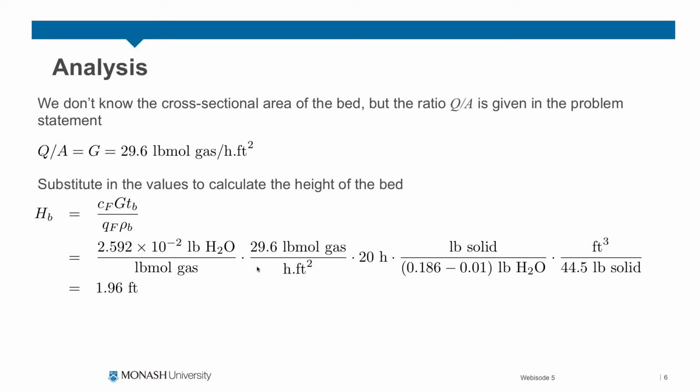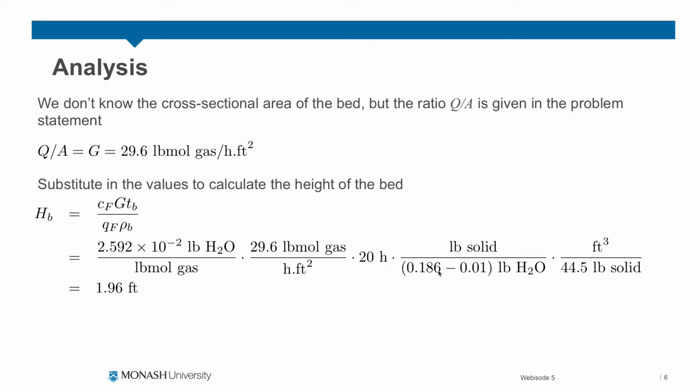So I've written that out with all of the units for all of the terms here, so you can check that they all cancel out. So the feed concentration is pounds of water per pound mole of gas mixture. The mass flux is pound moles of gas per hour per square foot. Our breakthrough time for the commercial column, which is what we're calculating the height of the bed for, is 20 hours.